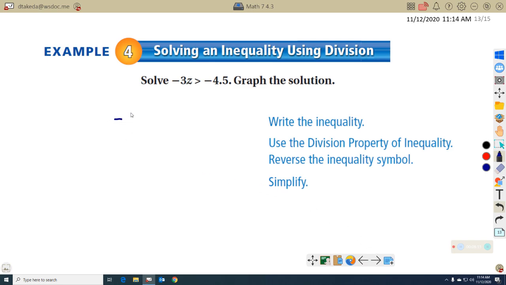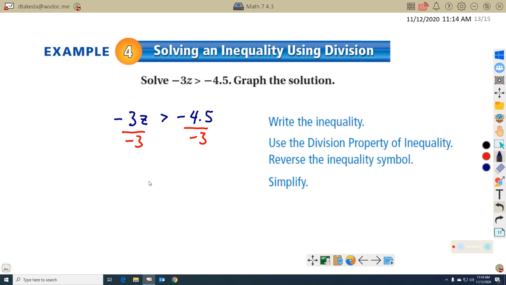Example 4, well, if you haven't guessed, it's going to be division of negatives. I'm sure you're smart enough to figure out what was left. We've done all the other combinations so far. Negative 3 times z is greater than negative 4.5. So I'm going to divide both sides by negative 3 because we're solving for z.